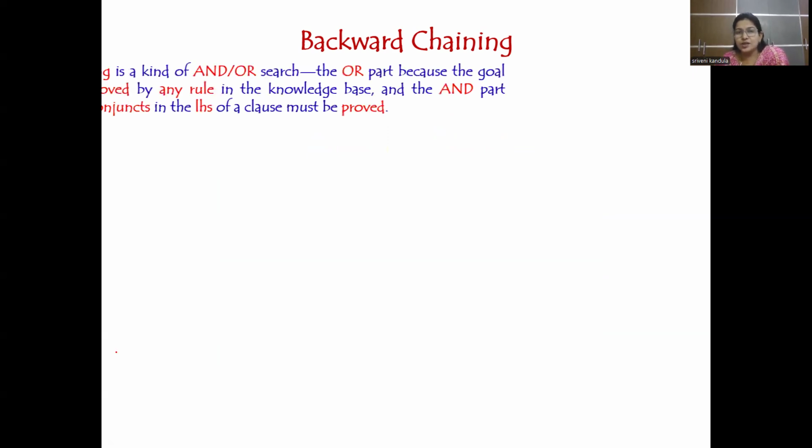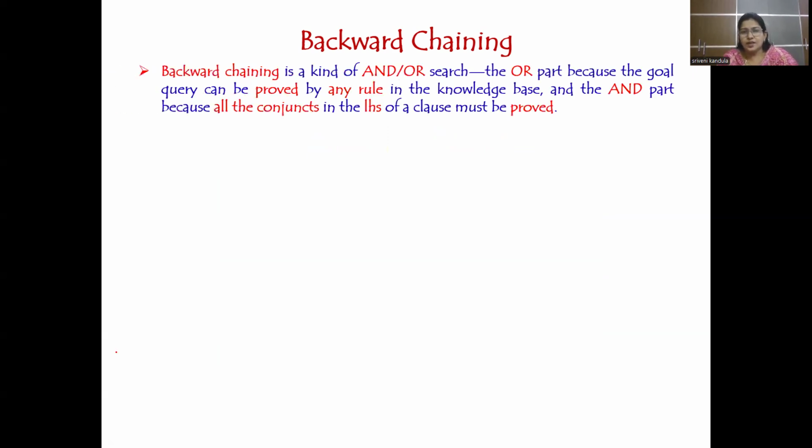Backward chaining is nothing but a kind of AND-OR search. Suppose the node is an OR node, then that means you need not solve all the goals, only part. If any of the goals is proved, that is enough. Then if it is an AND node, all the parts have to be solved in order to reach the goal. So this is nothing but the AND-OR search.